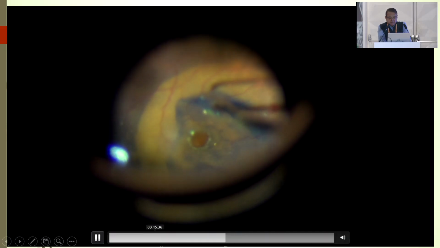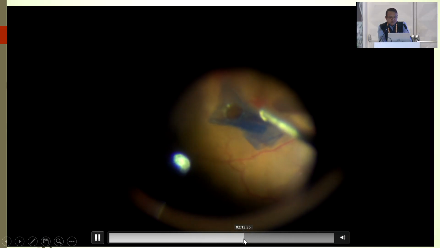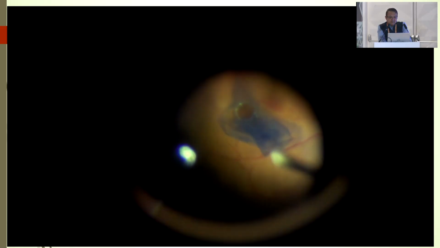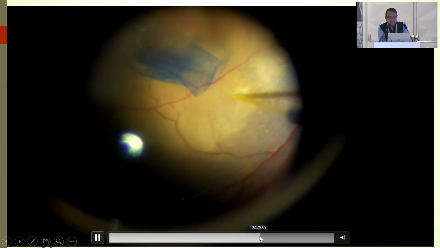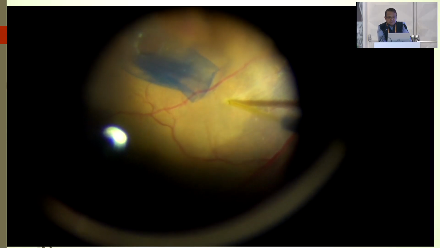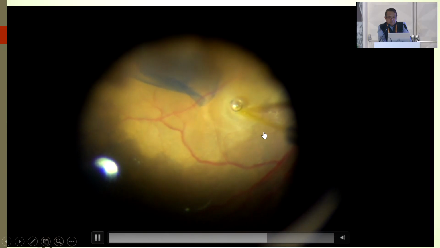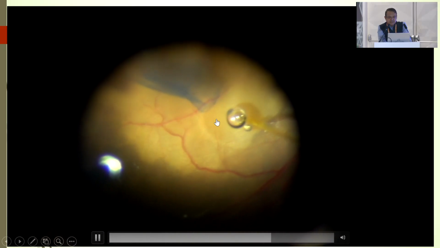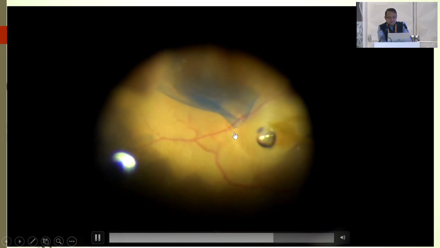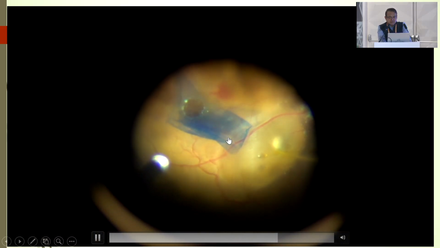Once this peeling is complete, you decrease the suction of the cutter to somewhere around 50 and trim this flap. Since it's a large macular hole, I prefer to create a macular detachment. This is a 40 gauge needle on a 23 gauge cannula, and I reduce the PSI and inject BSS in the macular area. You can see here the blister, but still the detachment has not gone up to the margins of the macular hole.